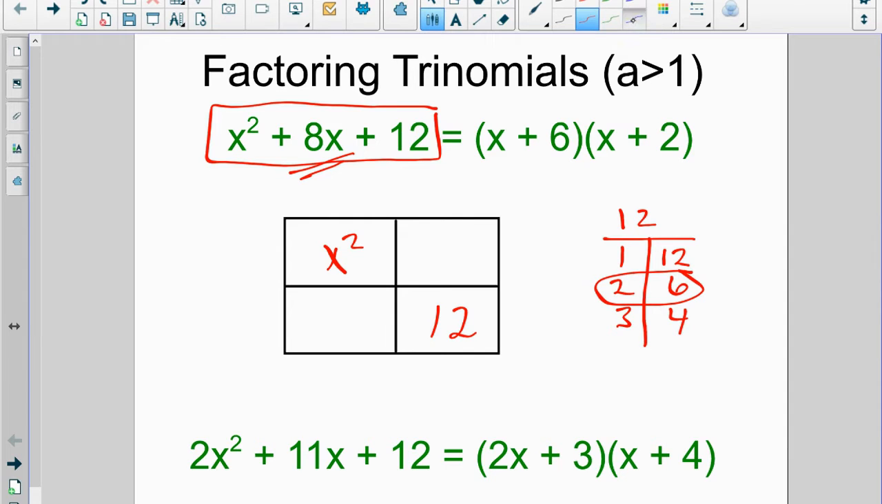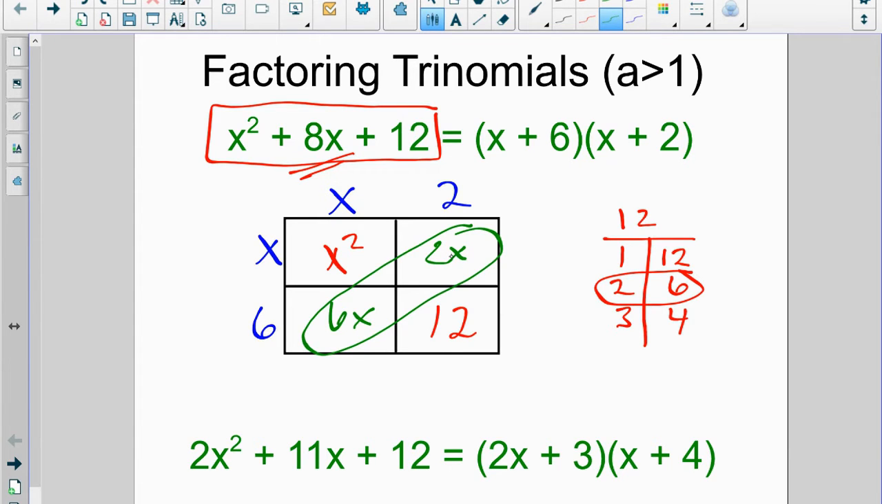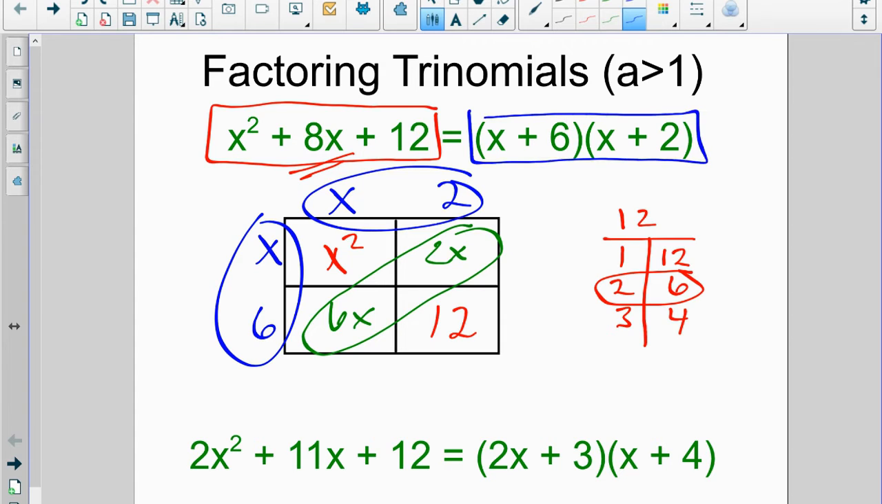So we start factoring on the outside. We've got our x times x is x squared. Now we know that 2 times 6 is equal to 12. And when we multiply together, just to do a quick double check, we've got 2 times x and 6 times x, which adds up to 8x. So we had our factors of x plus 6 on one side and x plus 2 on the other side to represent our two factors.